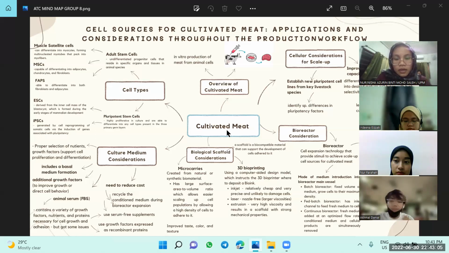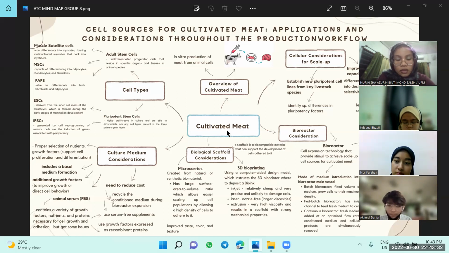Right, thank you, Akmal. Next is biological scaffold consideration. Okay, tissue scaffold is used to support cell differentiation and tissue formation during cultivated meat production. For cultivated meat, scaffolds enable differentiation of stem cells via anchorage and influence the shape and cellular arrangement of the final product, which is the meat.